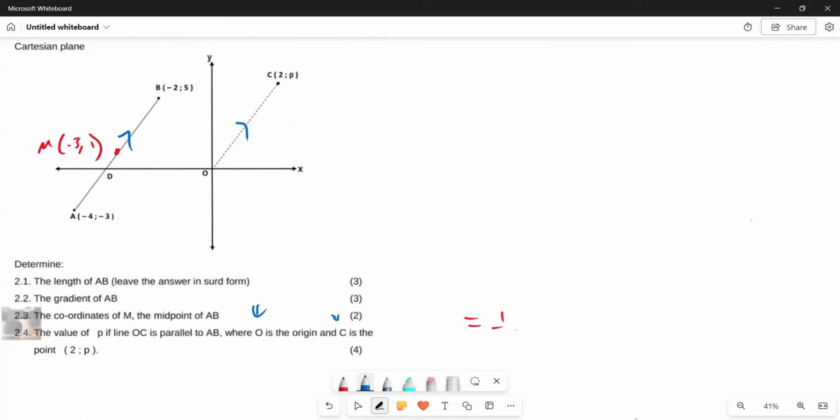Now, there are a lot of things that you can do. For example, you're going to start by saying, look, the gradient of AB is going to be the same as your gradient of OC, because AB is parallel to OC. Remember that one we are given. And after you've stated that, you are going to find the equation of OC, right? Because if you can find the equation of OC, then you can find this particular point when you substitute into that equation, right?